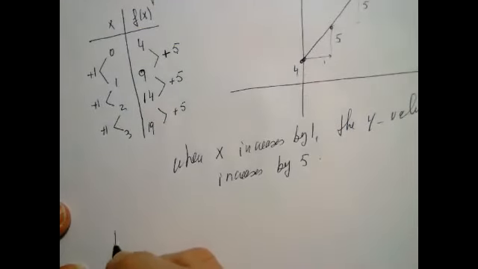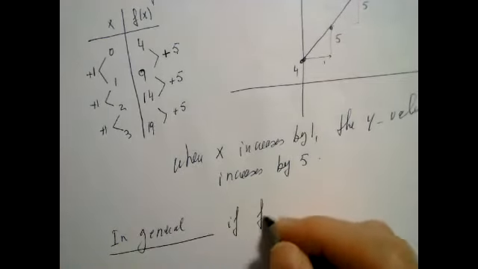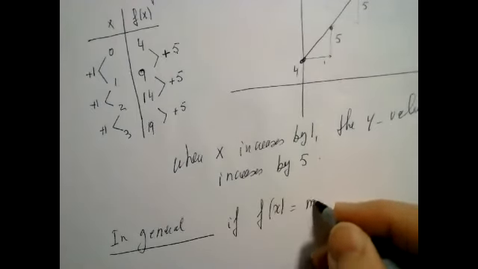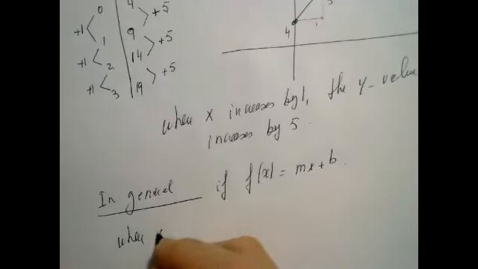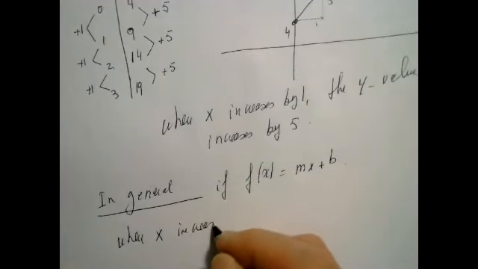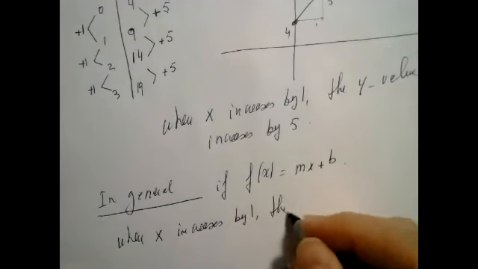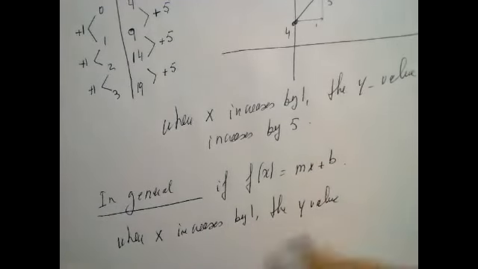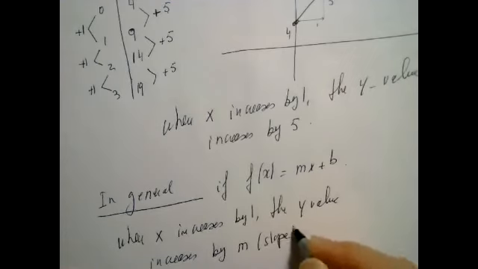So in general, we have the following. If f of x is a linear function, mx plus b, then when x increases by 1, the y value increases by m, which is the slope.